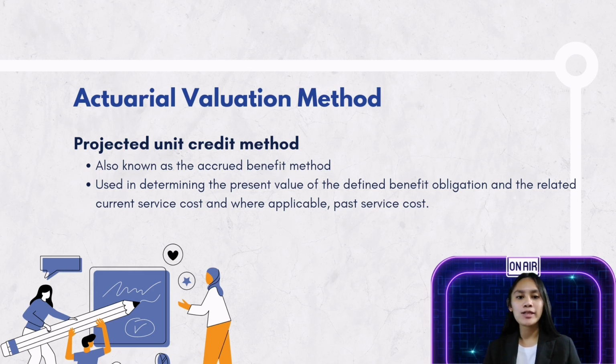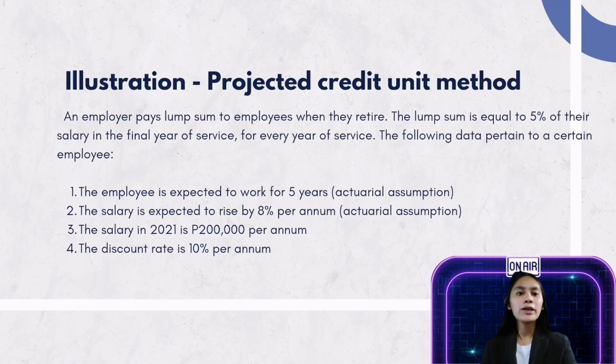Ito ay ang pagpo-project ng isang actuary upang malaman ang post-employment cost. Ang actuary ay nagko-consider ng maraming factors in order to come up with projected unit credit method. We have here an illustration of projected unit credit method. An employer pays a lump sum to employees when they retire. The lump sum is equal to 5% of their salary in the final year of service for every year of service.